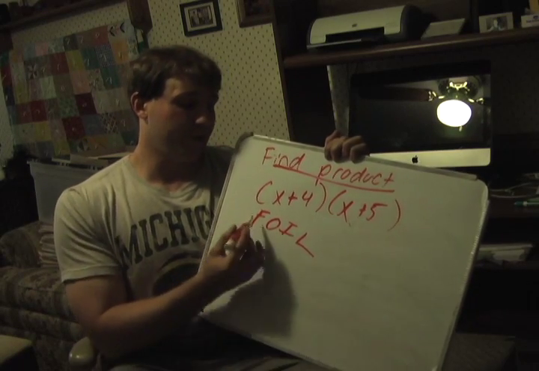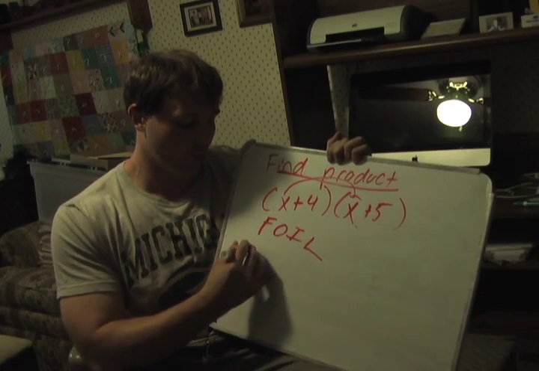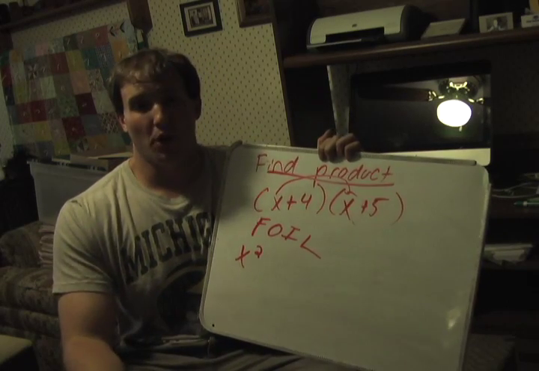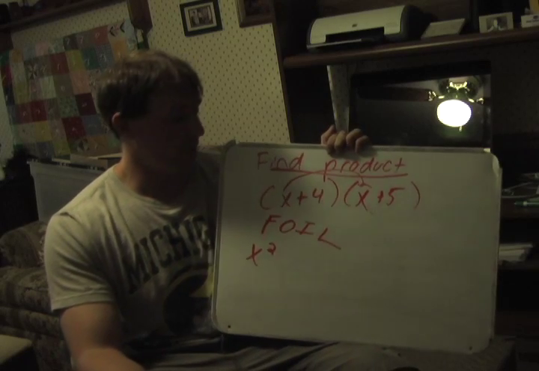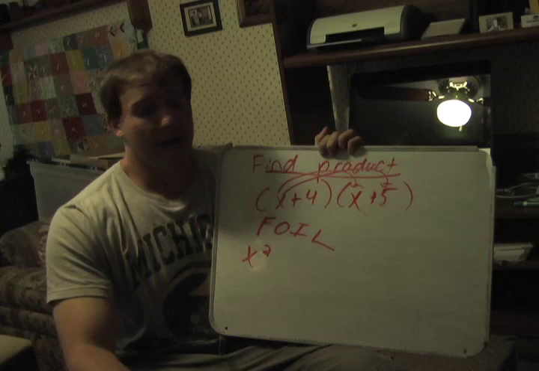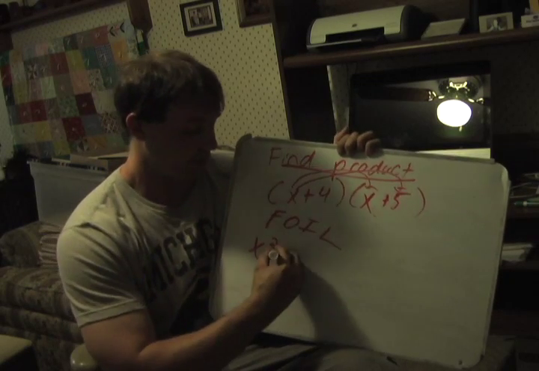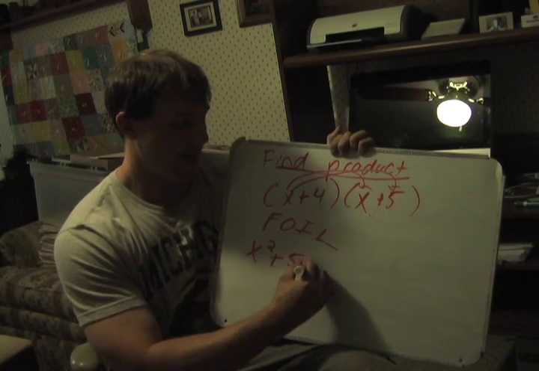What it stands for is you're going to multiply the 2 first terms, x times x, that's x squared. You're going to multiply the O, that stands for outside. You're going to multiply the 2 outside terms, that's x and 5. X times positive 5, since that's a positive, is going to be positive 5x, so write plus 5x.